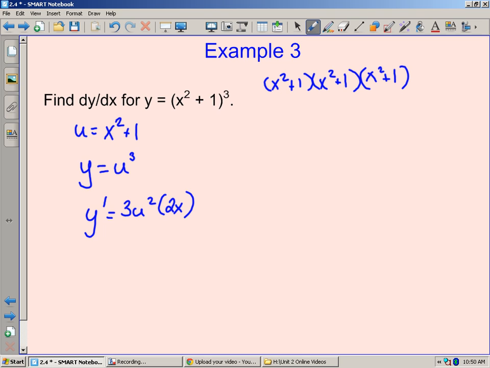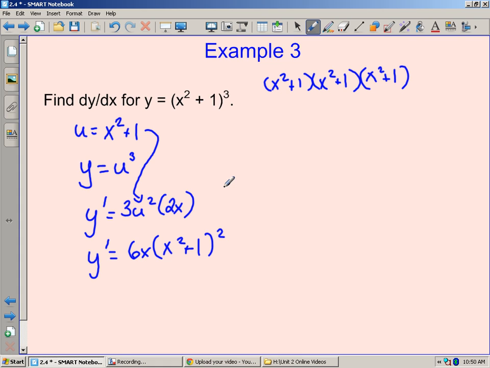So now if I replace u with what I said it was at the beginning, and do some simplification, I'll have my final answer. So y prime turns into 6x, I just multiplied the 3 and the x together, times this thing squared, x squared plus 1 squared. And I don't have to go any further on my simplification of this. That would be an okay answer for this example.